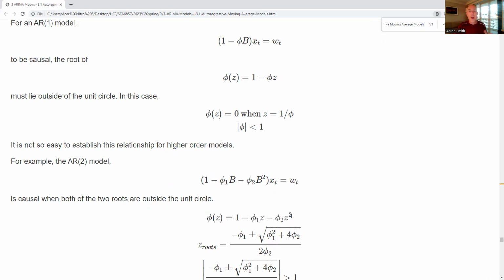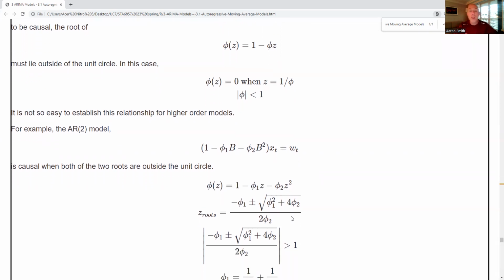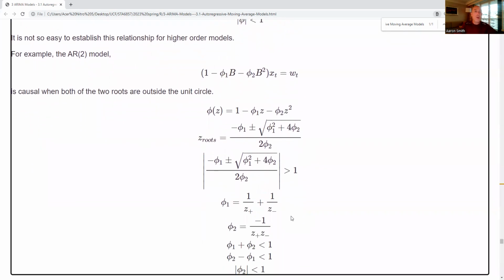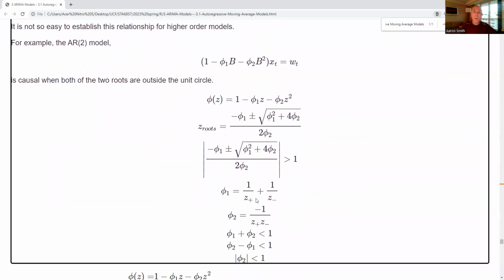And you'll notice I don't have a moving average term. I only have the autoregressive portion going on. So if I had moving average, it'd be even more complicated. Now, I want everything to be outside the unit circle. That means that both of the roots using the quadratic equation have to be greater than 1 in magnitude.